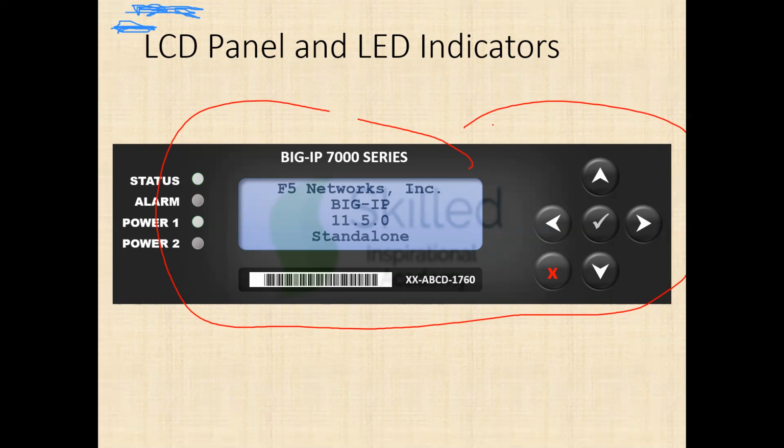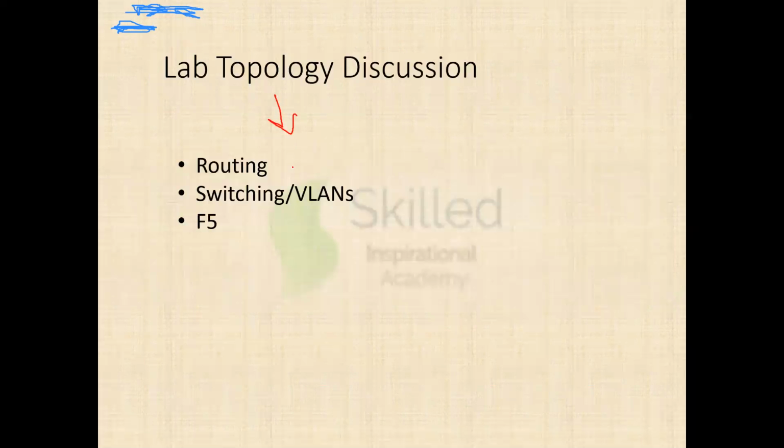This box is 11.5.0 and it's a standalone box. You can see the serial number also, and you can see the different tabs: status tab, alarm tab, power tab. So this is how it looks like.